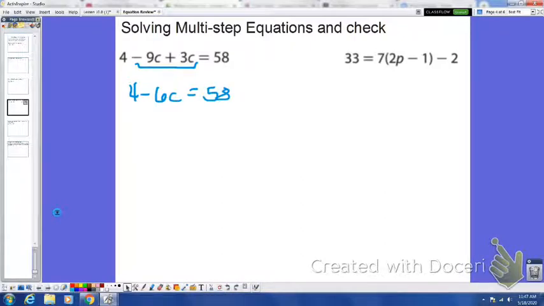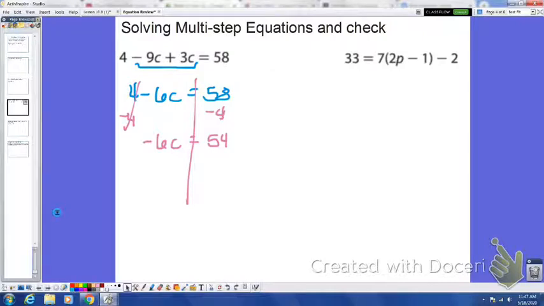Now it becomes a two-step problem. So working away from my variable, I see I have a 4 out there, same thing as a positive 4. So I'm going to subtract 4 from both sides. So that's gone. So the negative 6c equals 54.